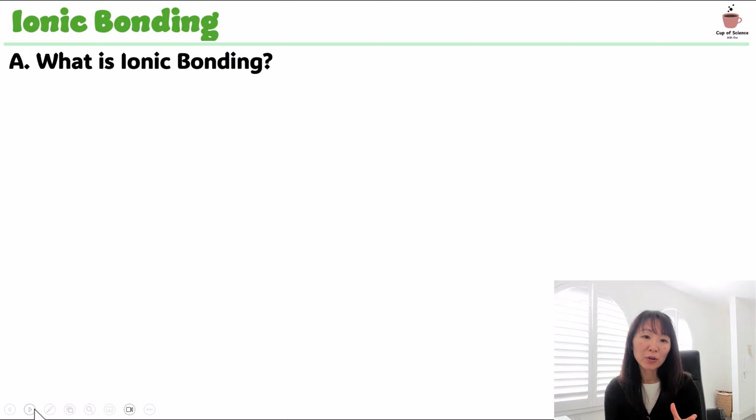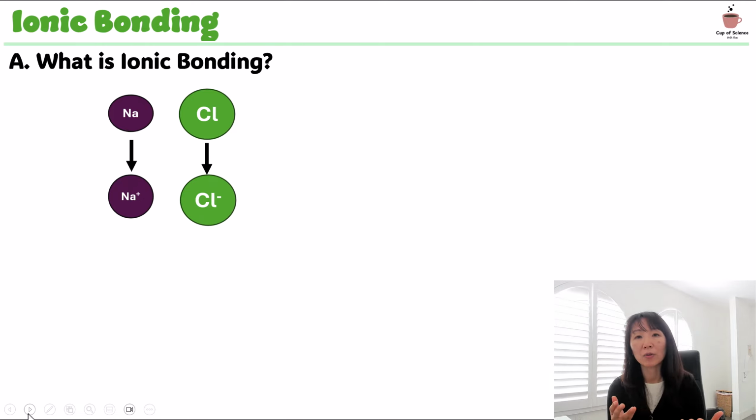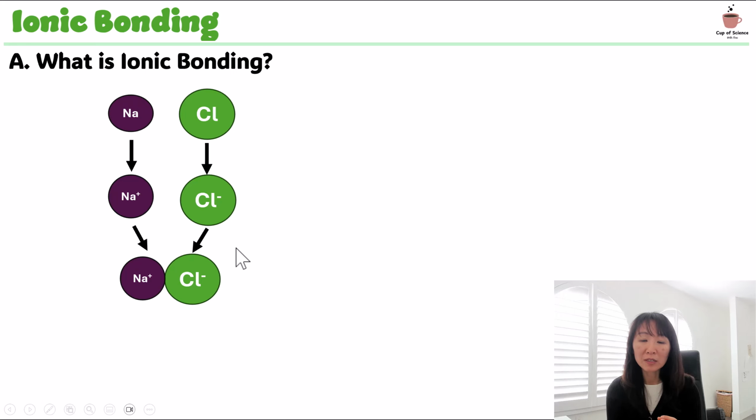Let me illustrate by showing you sodium and chlorine. These both are neutrally charged. There is no attraction between them. Well, the sodium and the chlorine somehow, we'll talk about that later, gain or lose an electron in order to become a charged ion. Sodium is positively charged and chlorine negatively charged. The attraction between the negative and the positive allows the sodium and chlorine to come closer together. The attraction forms this compound, also known as the ionic compound.